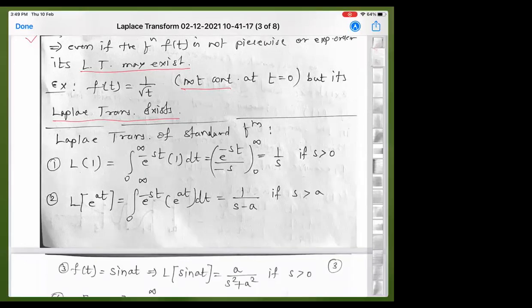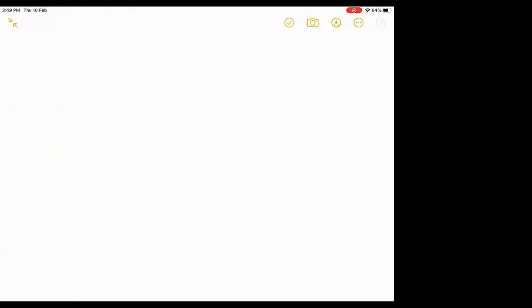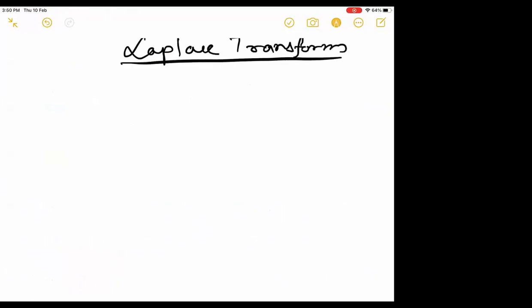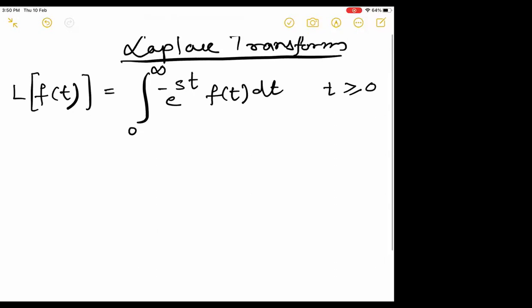So let us take, by definition, f of t is a function of t, then Laplace transform of f of t is equal to integral 0 to infinity e raised to minus st into f of t dt. Okay, t greater than or equal to 0. That is the condition. So very first we will take some constant k.